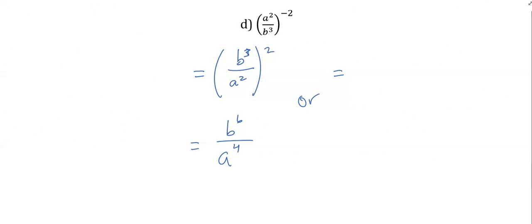I would end up with a to the 2 times negative 2 is a to the negative 4. b to the 3 times negative 2 is b to the negative 6. Is everybody okay with that? See what I'm doing there? And then they're both negative, so they both have to change places. The one on top has to go to the bottom, and the one on bottom has to go to the top. So I end up with b to the 6 over a to the 4. So no matter how I do it, I end up with the same answer. And you always should in mathematics. A different process will not give you a different answer, unless one of those processes is wrong.